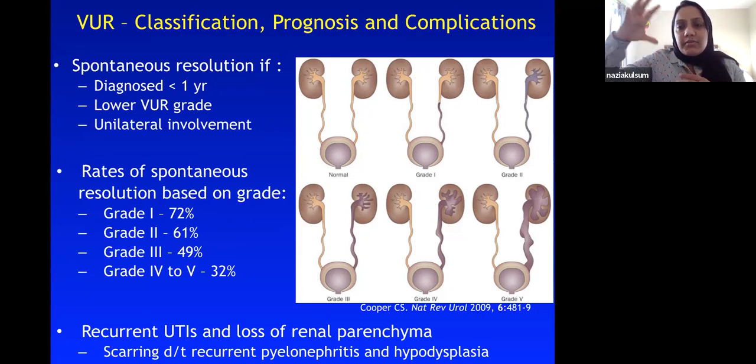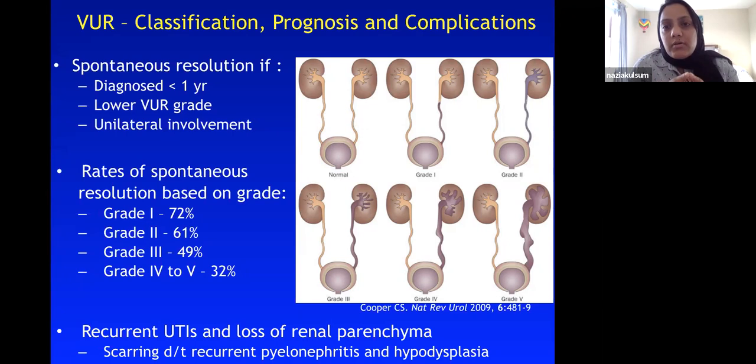Grade 5 is to such a severe degree that it's almost like causing the whole calyceal system to basically become ballooned and push the whole renal cortex to the periphery. So that grading is based on your VCUG. And it is important to know, the reason being, with the different studies, we do know that severe reflux has lower chance of resolution, and basically high risk for pyelonephritis, renal scarring, renal dysplasia, and also CKD.